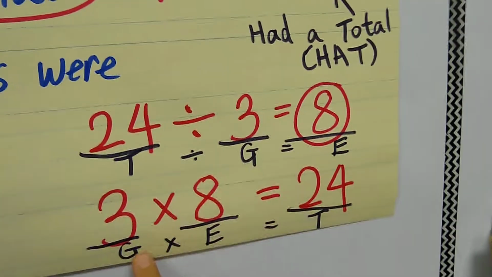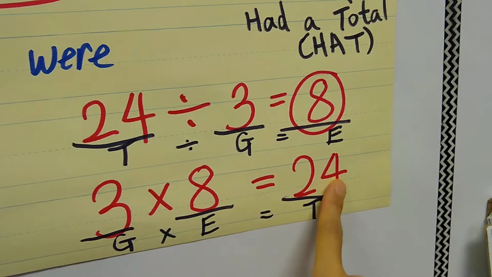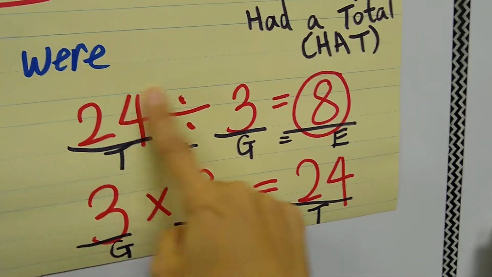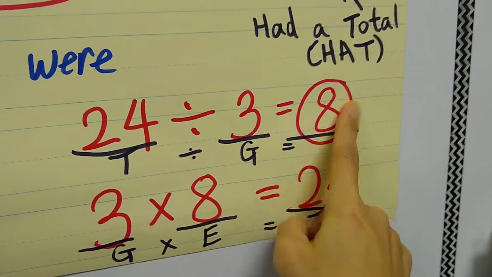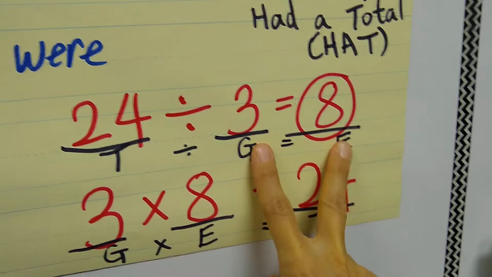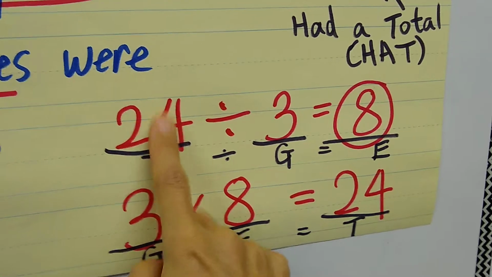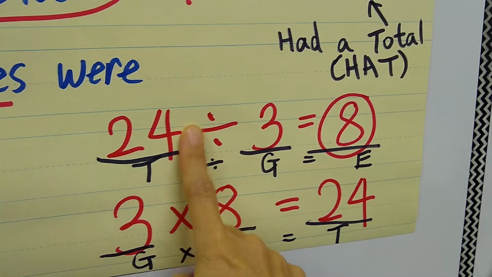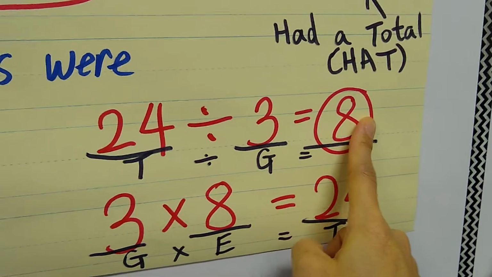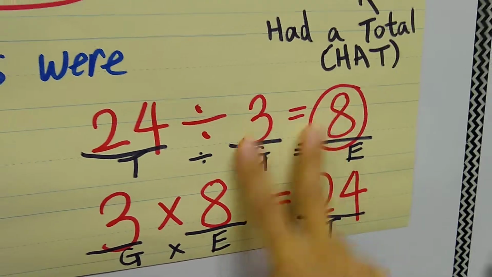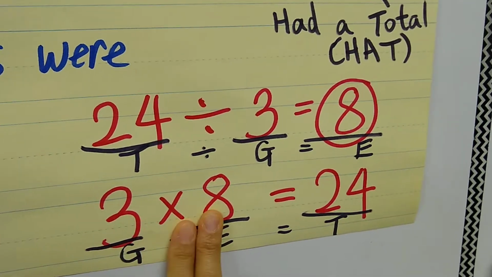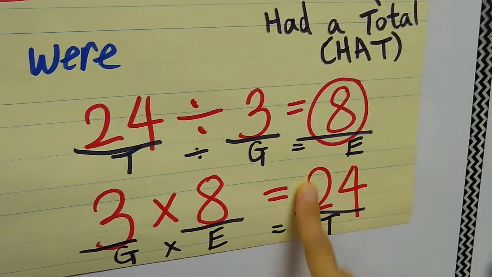Because we always say G times E equals T, you need to fill out your numbers under the correct label. Your group is 3. Your total is 24. You had a total. We're going to divide. So 24 divided by 3 equals 8. Remember, the two smallest numbers have to multiply in order to find the biggest number.